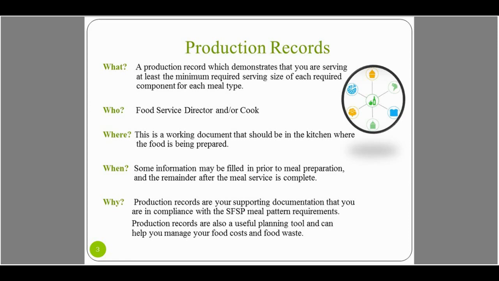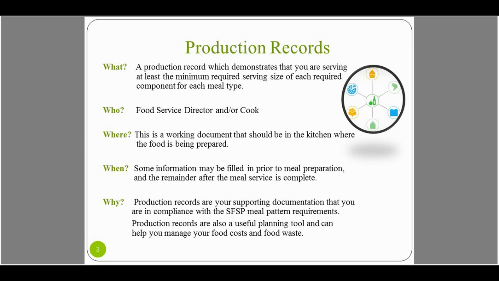What are they? Production records demonstrate that you are serving at least the minimum required serving size of each required component for each meal type. Who completes them? Typically, a food service director and/or a cook fills in the production records. Where should they be kept? Since this is a working document, it should be kept in the kitchen where food is prepared.